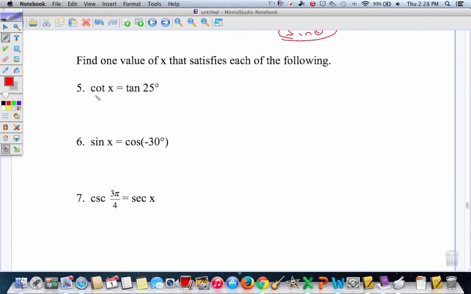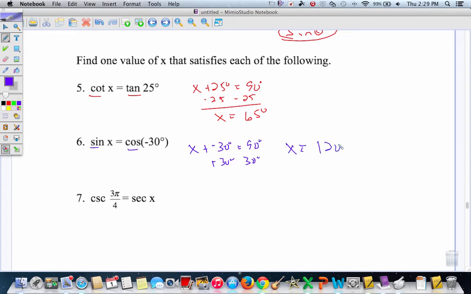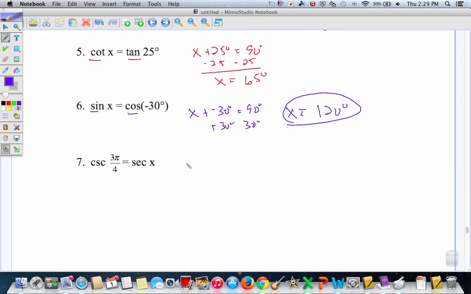And again, just continuing on with our cofunctions here with 5, 6, and 7. Notice that tangent and cotangent are cofunctions, which means our angles of x and 25 add to be 90. We solve from here by subtracting 25 from both sides, and our x is 65 degrees. We'll try that a second time. Sine and cosine are cofunctions, so their angles of x and negative 30 should equal 90. So I'll add 30 degrees to both sides, and in this case x equals 120 degrees would be our value. 120 and negative 30 are complementary angles.